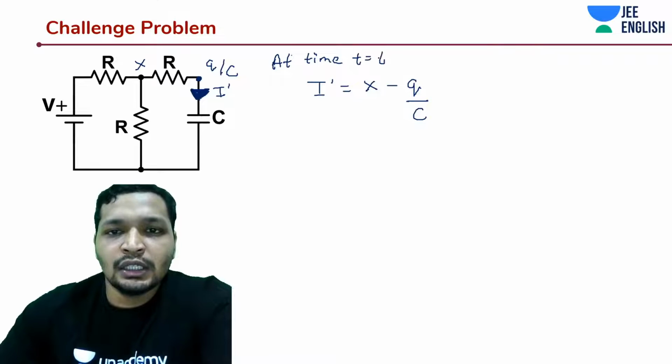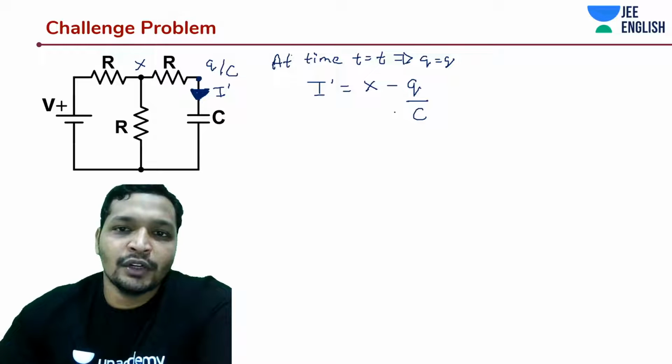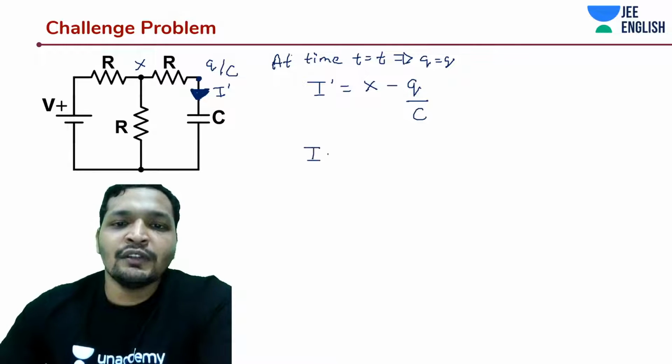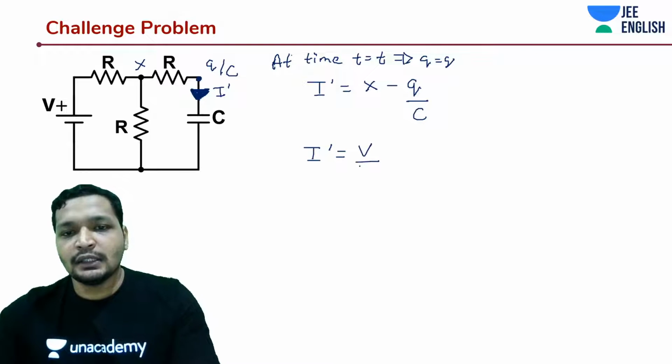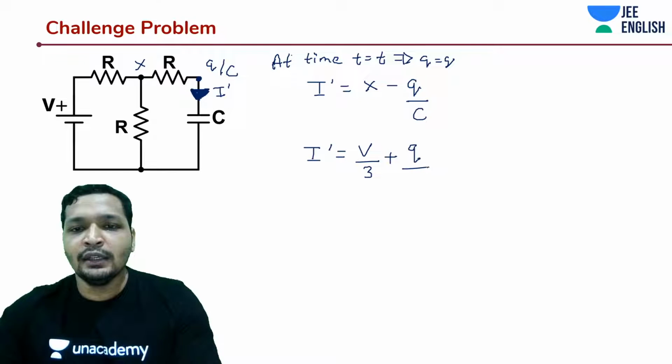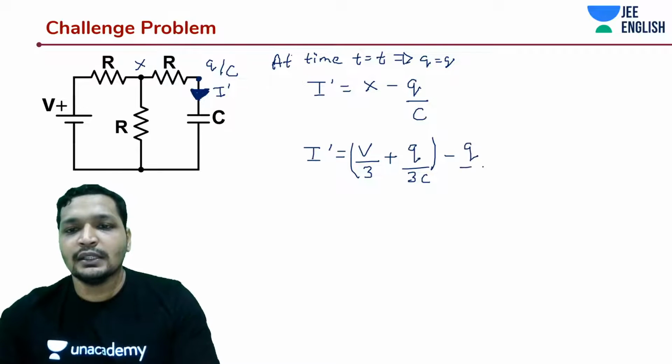And I'm going to substitute the value of X. What is that X? V by 3 plus Q by 3C. That's what we have, right? And minus Q by C.